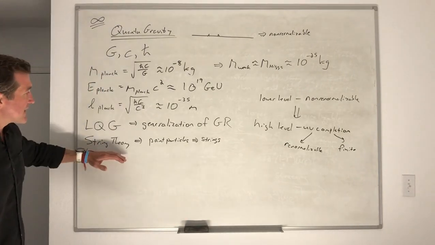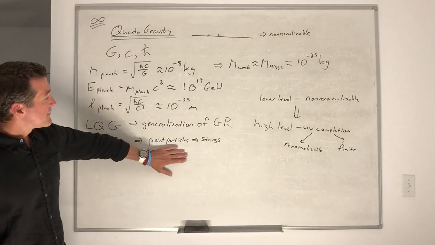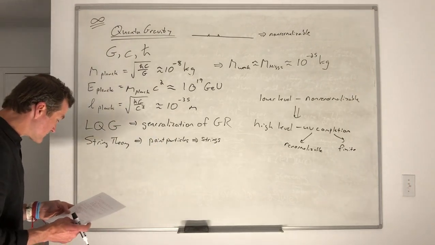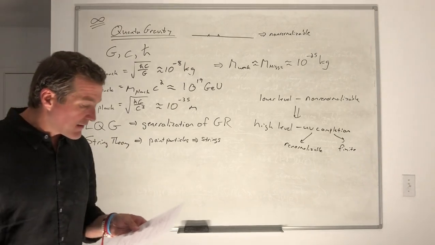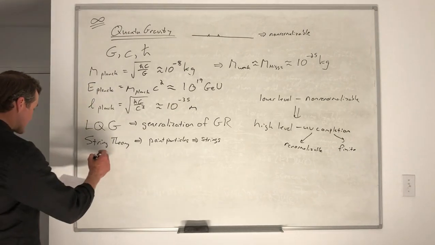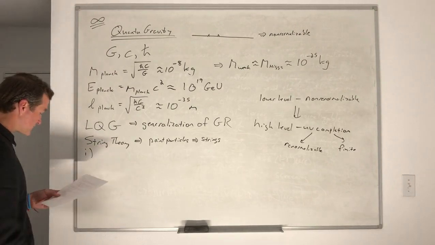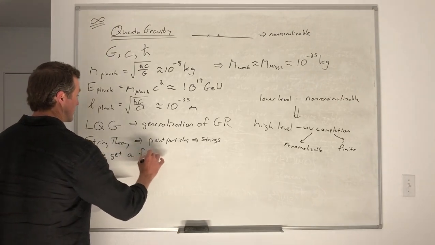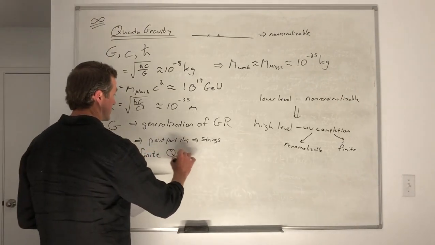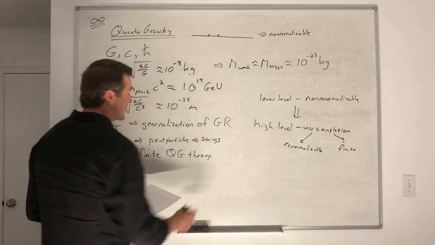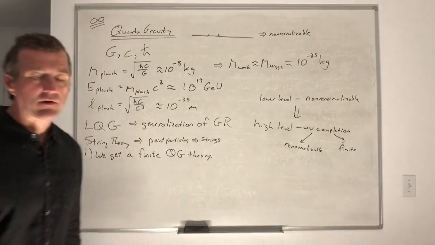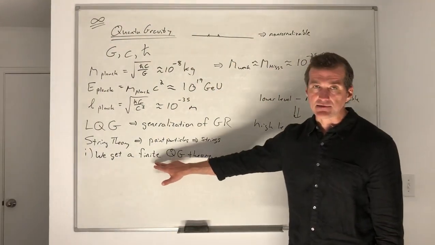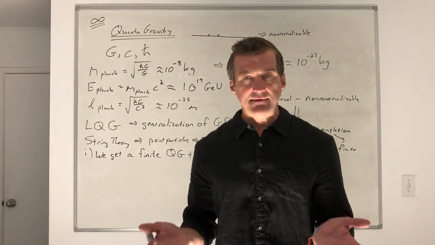So string theory starts out as a change of point particles to strings, and in doing so, it gives you some really nice consequences. First of all, string theory actually gives you a finite quantum gravity theory. Not a renormalizable one, but actually finite. And the reason for that is simple.